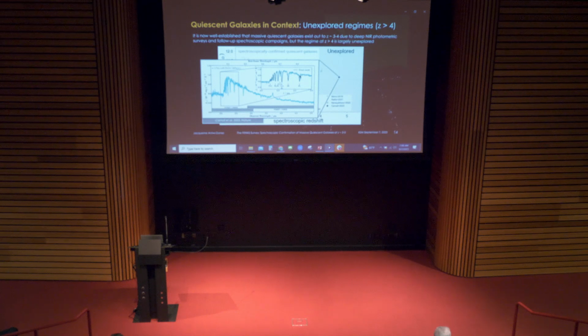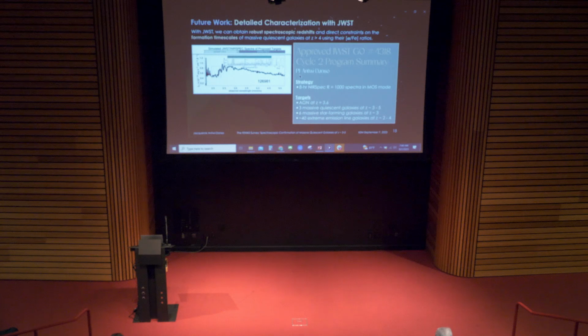We have an approved Cycle 2 program to follow up our massive quiescent candidates with NIRSpec. Our strategy is to go a little bit deeper than previous JWST programs to obtain not just robust redshifts, but a detailed characterization of their chemical abundances. And so there'll be more to come on this in the next few months when we get our data.